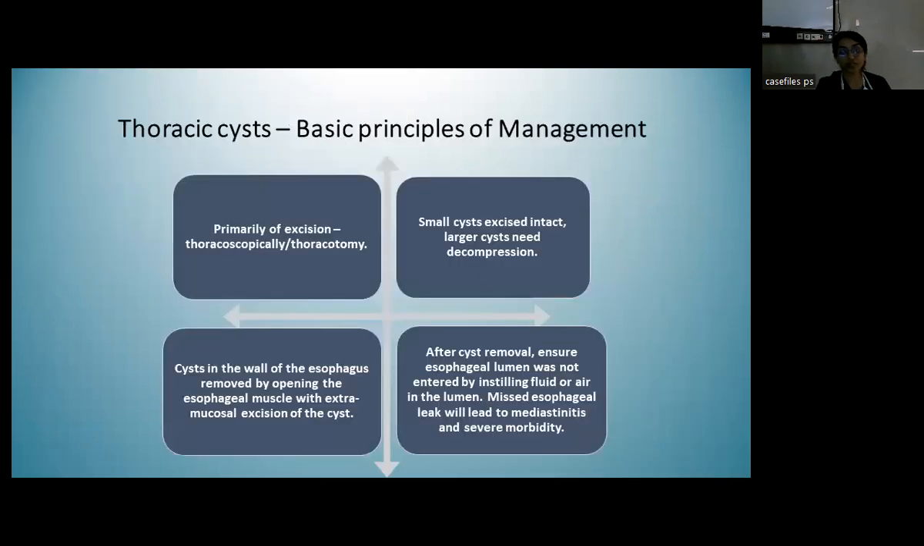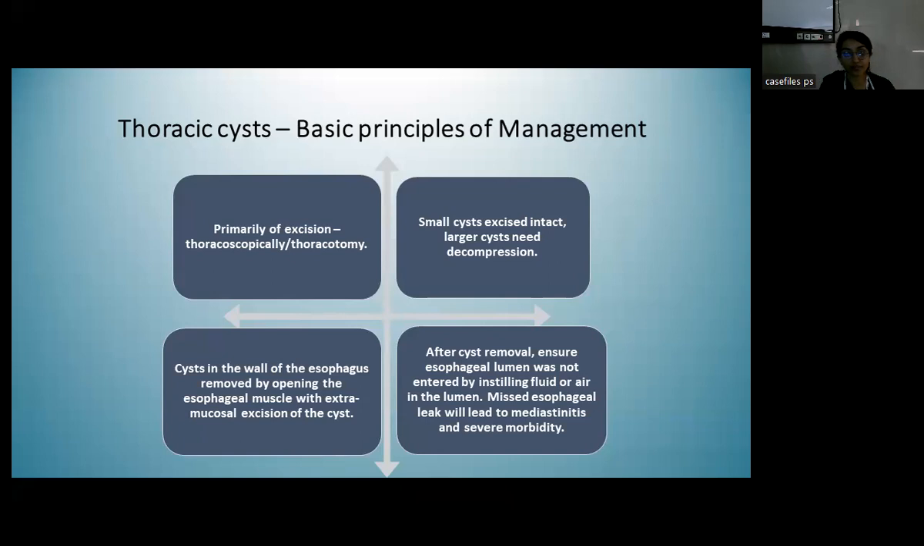Coming to the basic principles of management of thoracic duplication cysts, primary excision should be done either thoracoscopically or by thoracotomy. Small cysts can be excised intact, whereas larger cysts might need decompression to facilitate dissection. Cysts present in the wall of the esophagus should be removed by opening the esophageal muscle, and extramucosal dissection of the cyst should be performed.